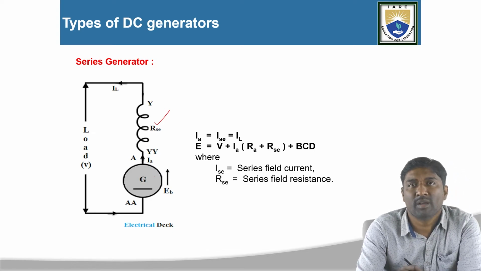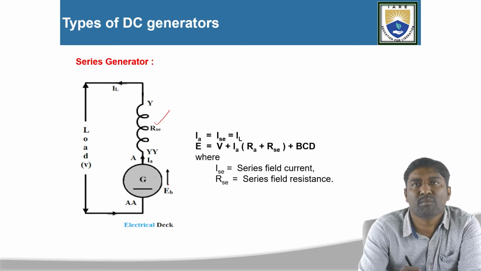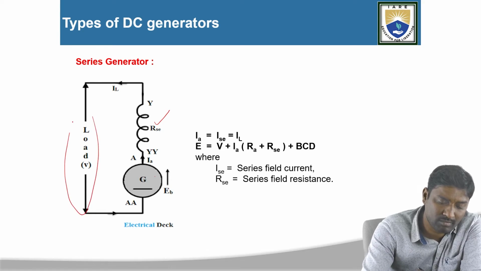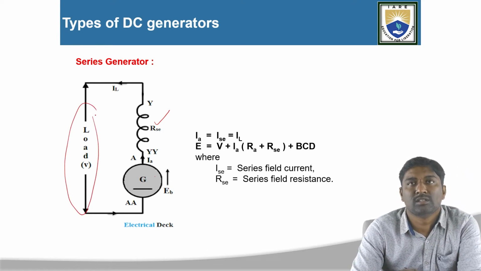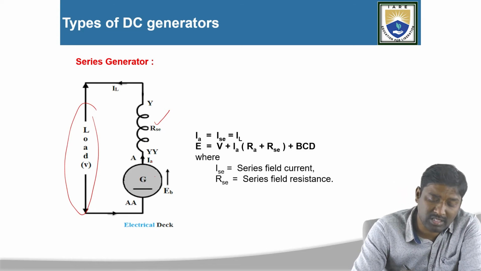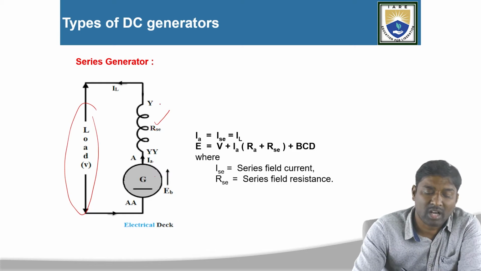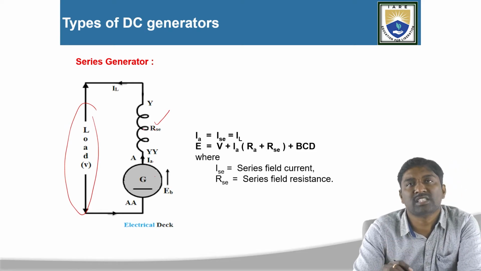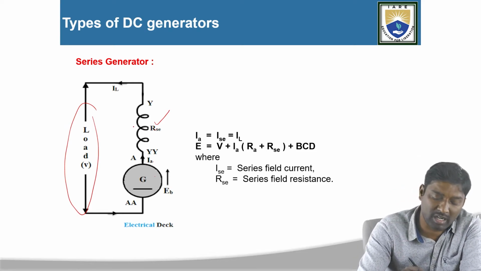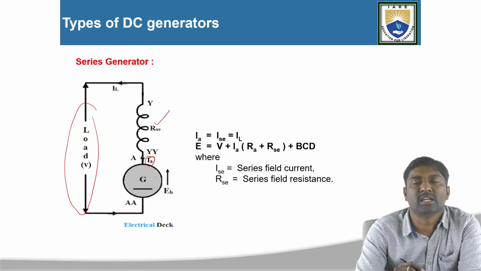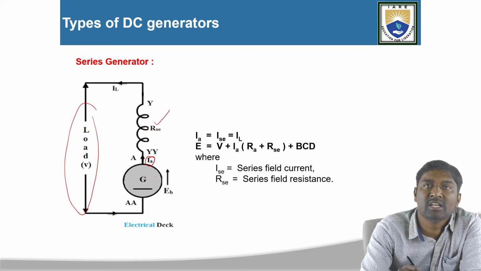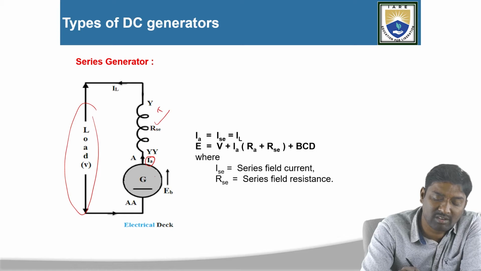According to Fleming's right hand rule, the generator induced EMF is in the upward direction here. Okay, then I am getting the load connected to the load terminals. According to the series generator connection, the armature winding, the series field winding and the load are all connected in series. Now what can you write? In case of series, current will be the same. So what are the currents I am getting here? Armature current, that is armature resistance current, as well as the series field winding resistance current. Series field winding current, that is what?